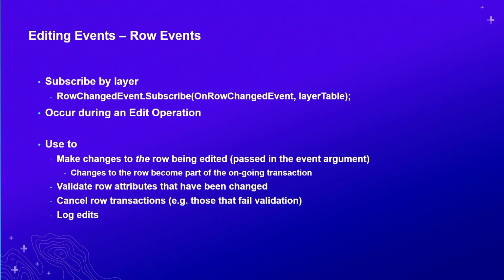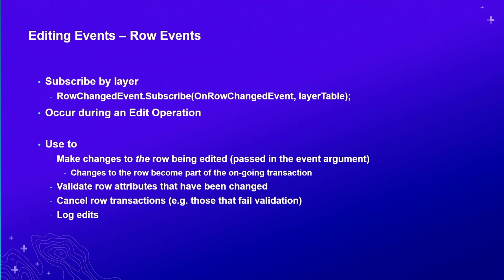What do you use row events for? As I mentioned, obviously perhaps to change the row that's actually been coming in. You might want to change a different attribute, for example. You might want to validate the row events or the row attributes that are coming in to say, well, is this a real number that the user has typed in or it has been generated? If it's not, we can certainly cancel that row event. What we're actually doing is we're actually cancelling the whole edit operation which is driving it.